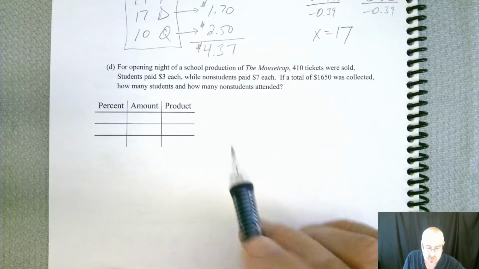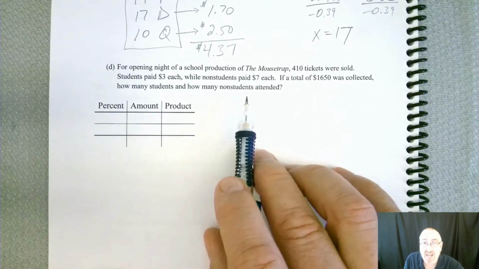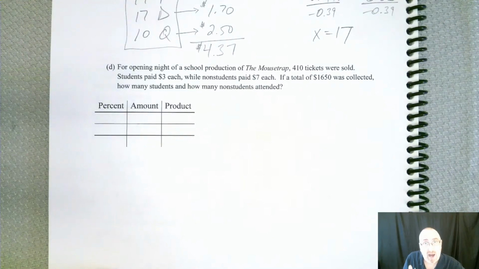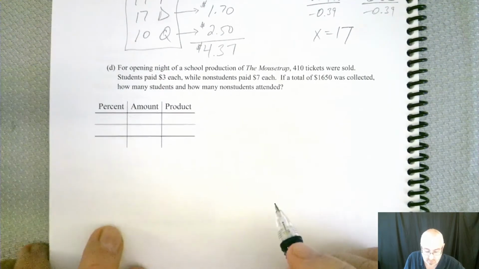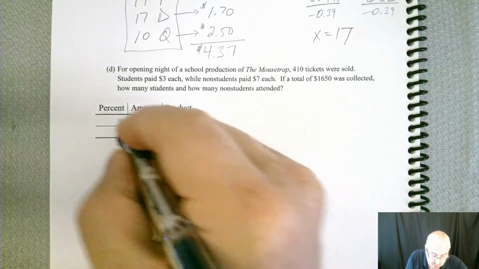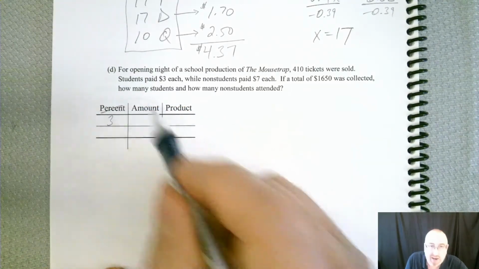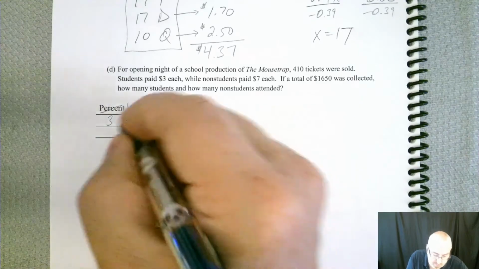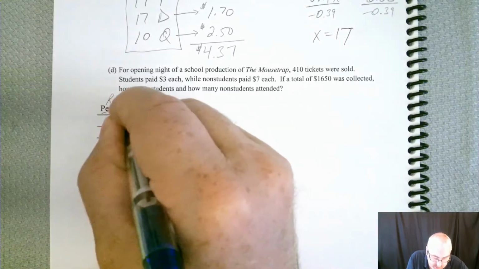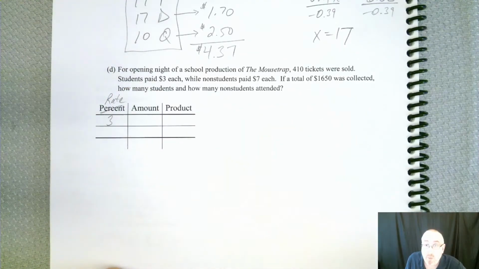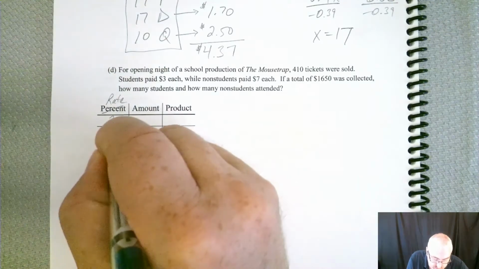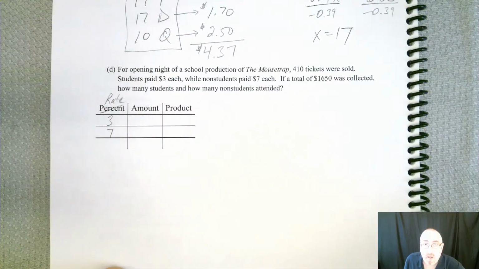Well, now we don't have percentages in this case, but we do have rates. How much was the cost per ticket for those different groups? So we have a $3. So again, percent's not really the right title here, but it's probably better if we wrote rate. So $3 and $7. Okay.